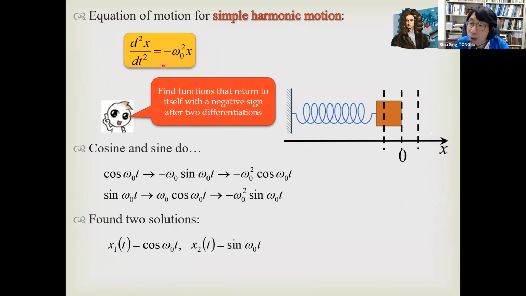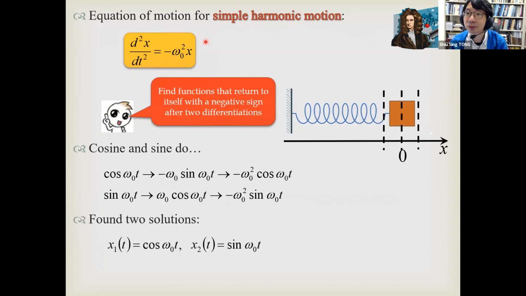Okay. Now, what is the meaning of this equation? The meaning of this equation is that we want to find a certain function, x as a function of time, such that after two differentiations of x with respect to time, it goes back to x itself, but with a negative constant in front. The negative constant is given by minus omega naught squared. We want to find such a function.